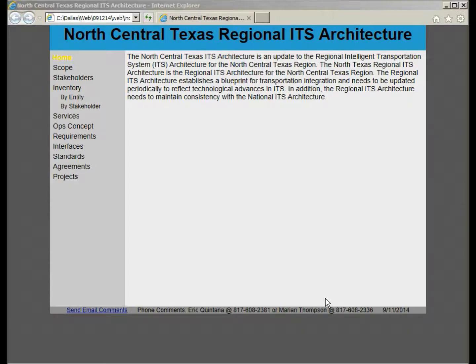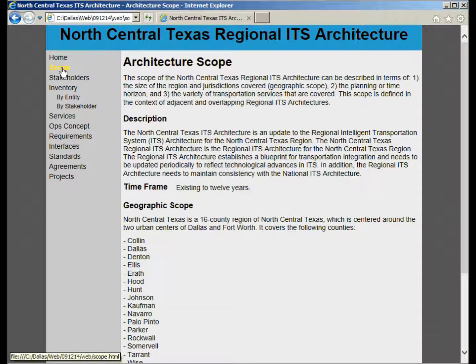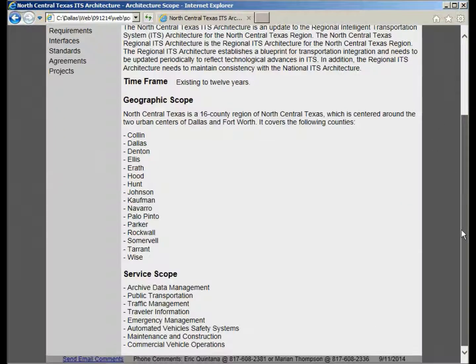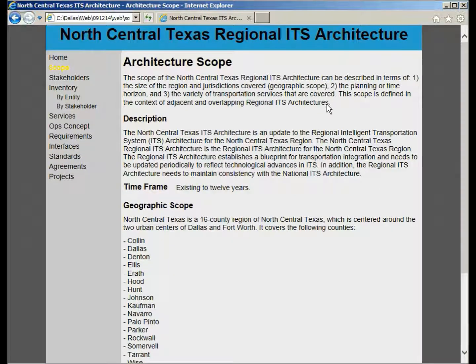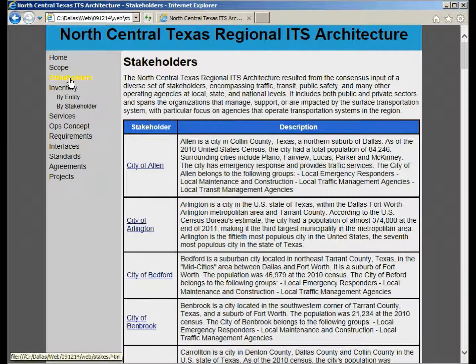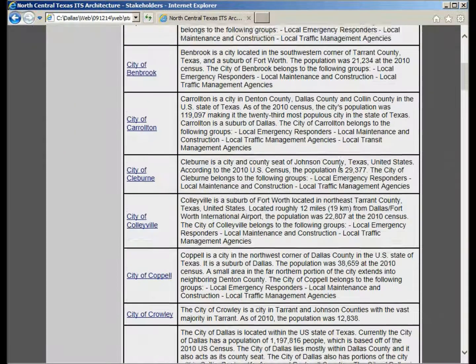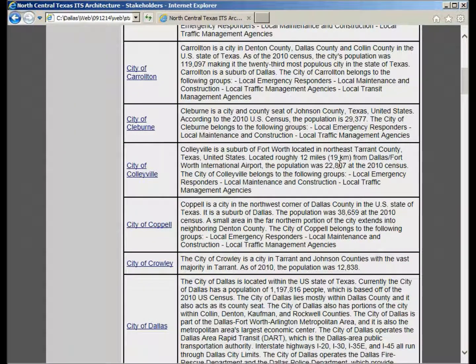This is an example of the North Central Texas Regional ITS architecture. The areas that you can link to are shown on the left-hand side of the screen. The scope describes the architecture, its time frame, geographic scope, and service scope. The stakeholders describes each stakeholder participating in the architecture. It includes all stakeholders and groups, which are groupings of stakeholders that are functionally similar and can be shown in the architecture through groups.